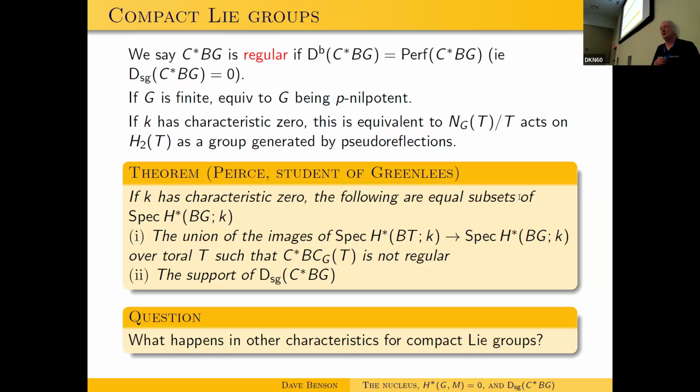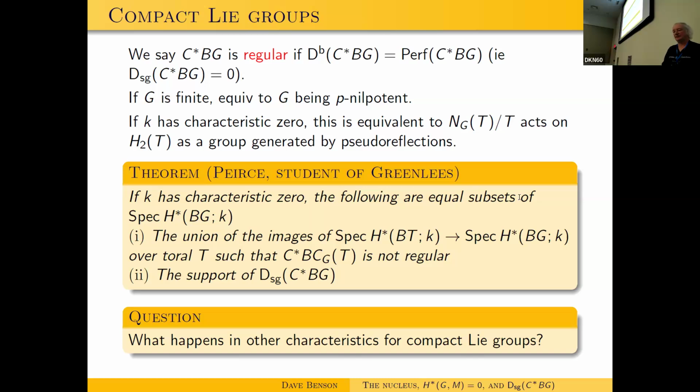So let's look at characteristic 0. For a compact Lie group, being regular is equivalent to the following: you take the maximal torus and you take the normalizer, quotient out the maximal torus, and you want to know whether that acts on degree 2 homology of the torus, let's say with complex coefficients, as a group generated by reflections, pseudo-reflections. So that's actually equivalent to cochains on BG being regular.